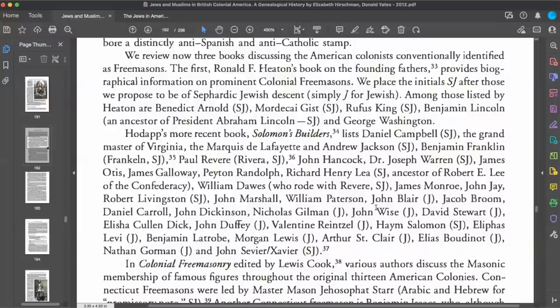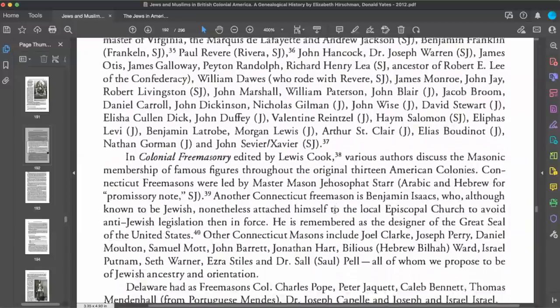James Monroe, John J. Robert Livingston, Sephardic Jew, John Marshall, William Patterson, John Blair, this is just J, just Jew, Jacob Broom, Daniel Carroll, John Dickinson, Nicholas Gilman, just Jew, John Wise, Jew, David Stewart, Jew, Elisha Cullen Dick, John Duffy, Jew, Valentine Reinsel, Jew, Haim Solomon, Sephardic Jew, Eliphas Levi, Jew, Benjamin Latrobe, Morgan Lewis, a Jew, Arthur St. Clair, Jew, Elias Boudinot, Jew, Nathan Gorman, Jew, and John Sevier or Shavir, Sephardic Jew.